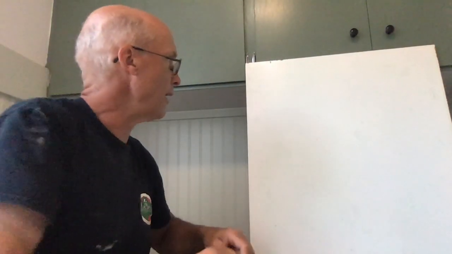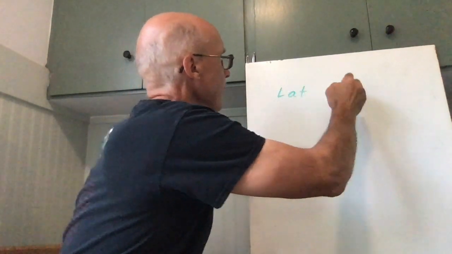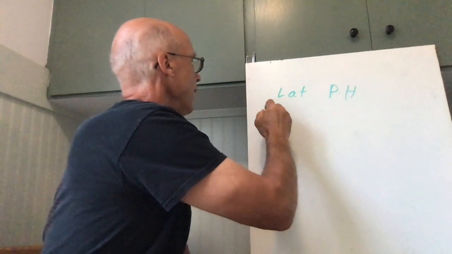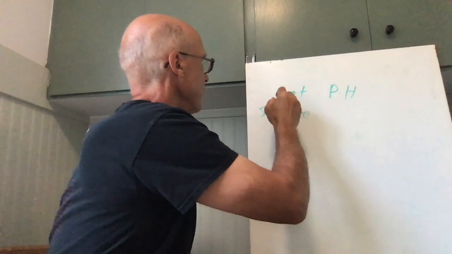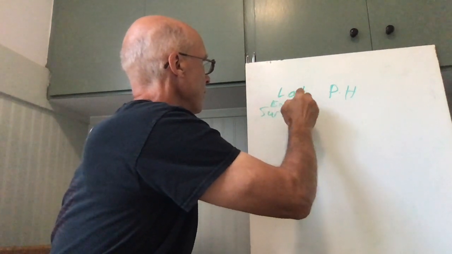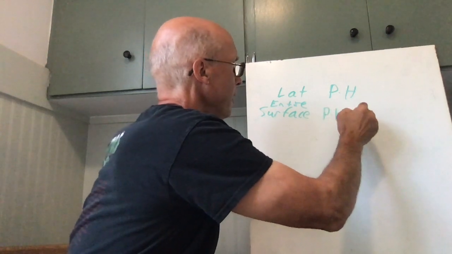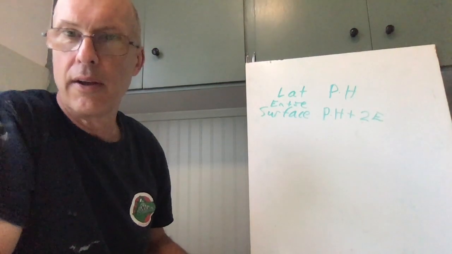And I haven't even written anything. Sorry about that. So lateral is going to be perimeter times height. And the entire surface area is going to be perimeter times the height plus the two ends. Okay?